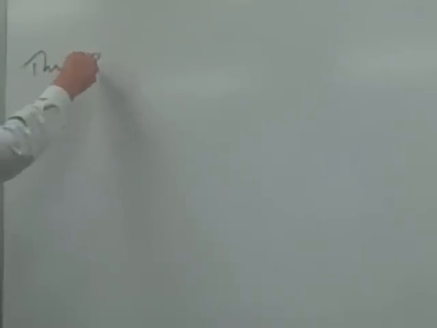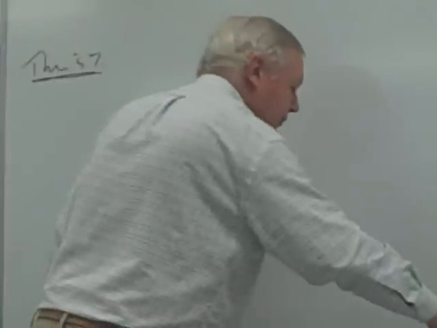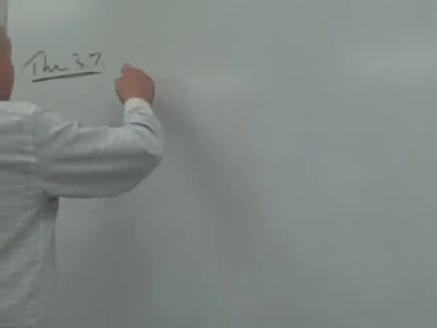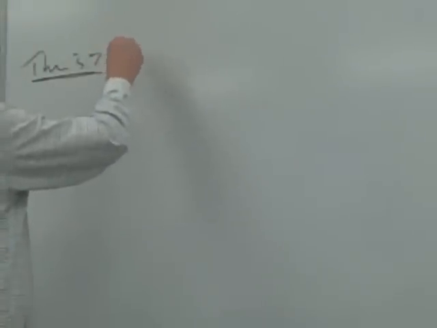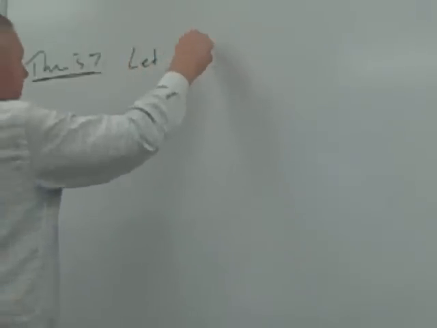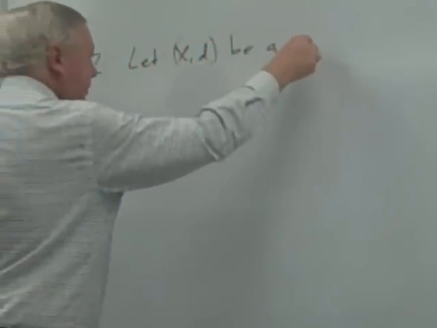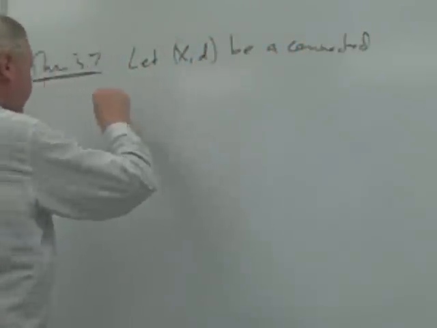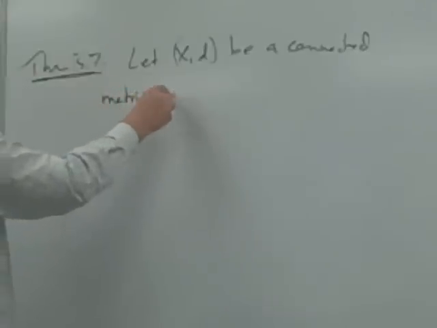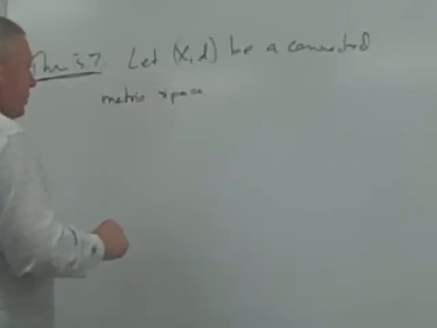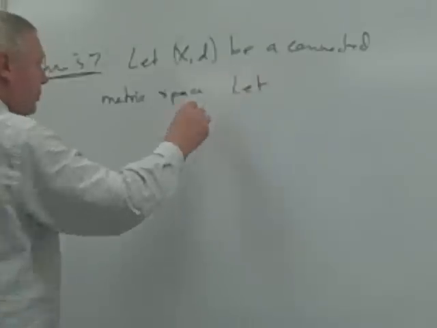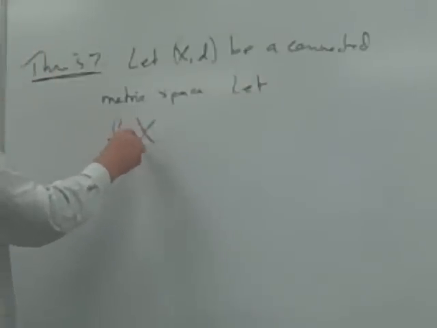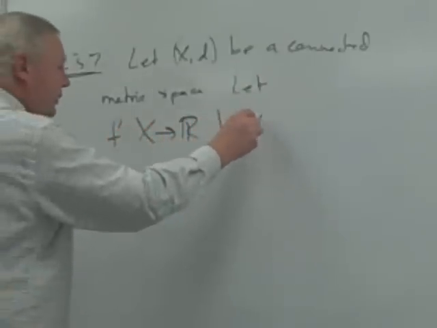Okay, so one last result in this area says the following. We all know the intermediate value theorem on the real line. It's a variant of that. So let (X, d) be a connected metric space.